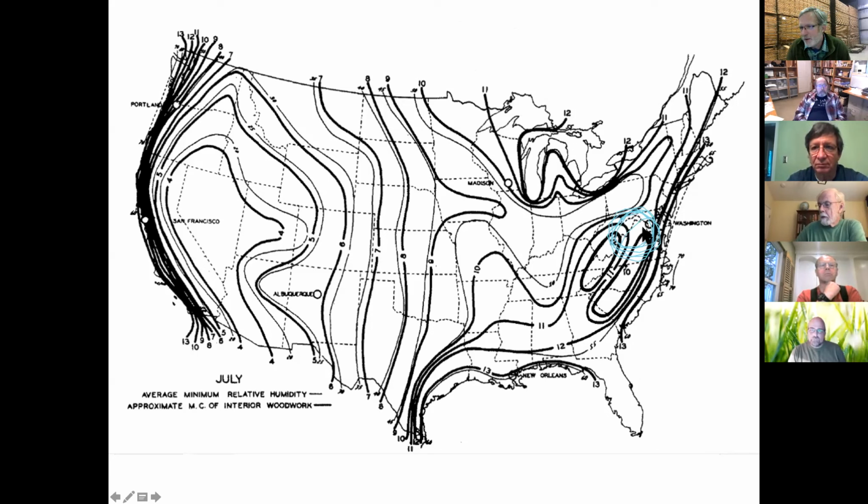And so that's important to know, right? It's going to change. And if I showed you a map of the wintertime, it would be down around 5 or 6% interior based on someone who has central heating and air. Okay, but what's very important with this map is take a look at the coast of Carolina. If we go down here, what's the moisture content of interior woodwork down here? Is it 11? Is it 10? It's up around 13, right?